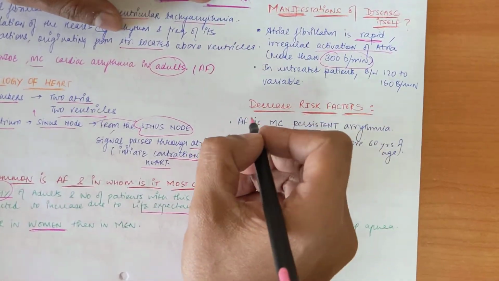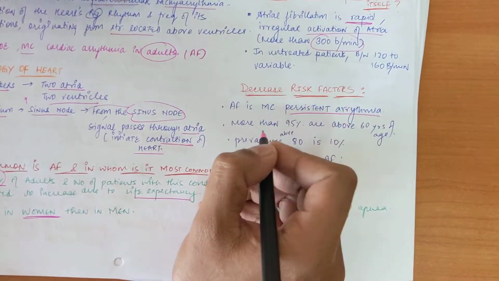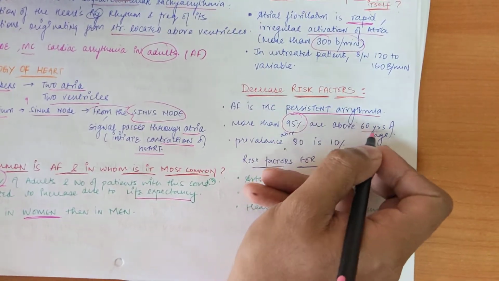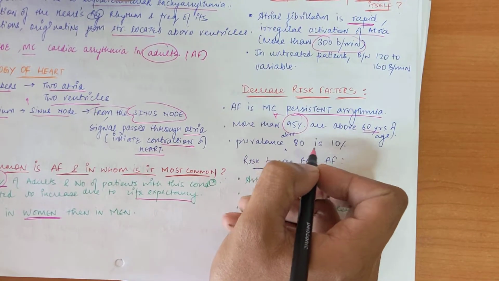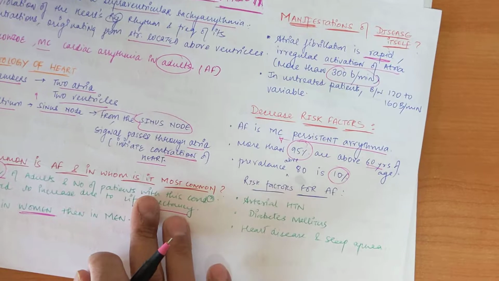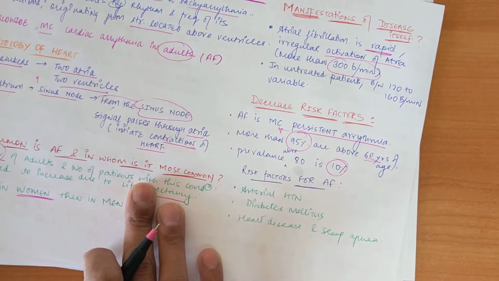Now, what are the risk factors? AF is the most common persistent arrhythmia. More than 94% of patients are above 60 years of age, and the prevalence above 80 is 10%. So patients above 80 have a lower risk of developing atrial fibrillation.